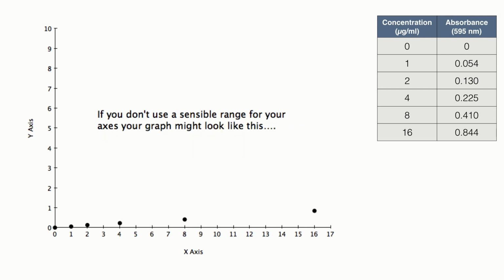Now if I don't select a sensible data range, so for example I've used 0 to 10 here on the y-axis, when I plot the data I find that everything is scrunched down at the bottom of the graph. This is clearly no good. I can't see how the data is scattered and I can't see where the line of best fit should go.